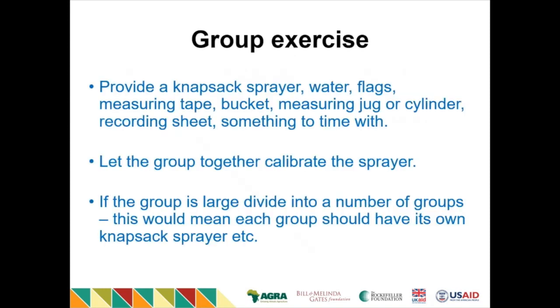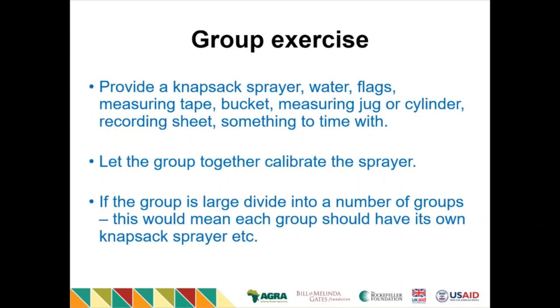One of the ways in which to do this the easiest as a trainer is to run a group exercise with the people that are being trained. And what you would need for this is, of course, a knapsack sprayer. You would need water to spray. You would need poles with little flags on, of course, to put at the end of the 10-meter strip. Preferably a measuring tape to measure out the 10 meters. Like it was shown in the animation video, you would need a bucket and a measuring jug or measuring cylinder, and you would need somewhere to record this information.